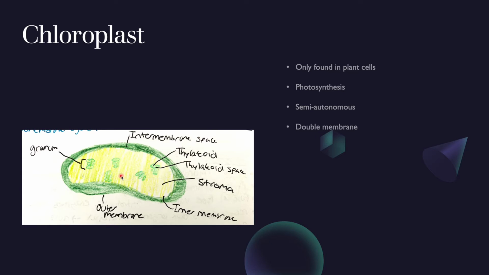Inside the chloroplast, the fluid surrounding the thylakoids is called the stroma. Thylakoids are sac-like structures that are heavily involved with photosynthesis. The space between thylakoids is called the thylakoid space. Stacks of thylakoids are called granum.